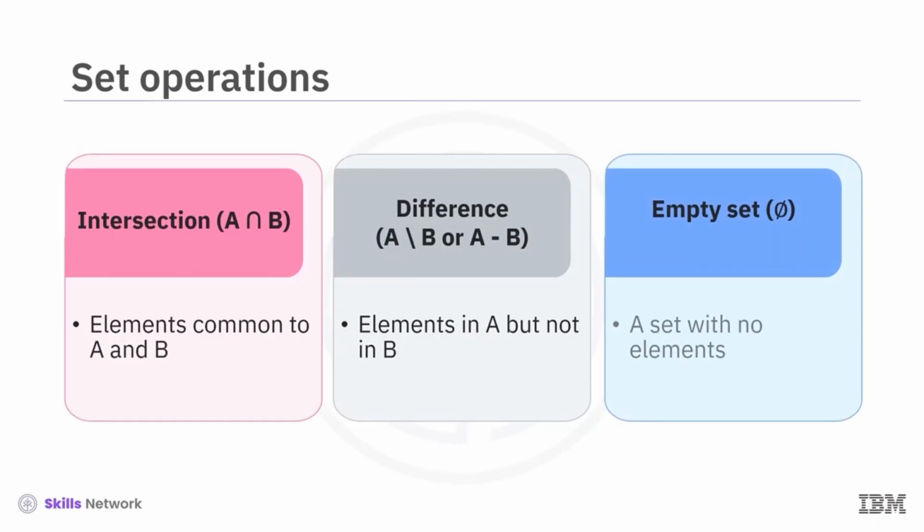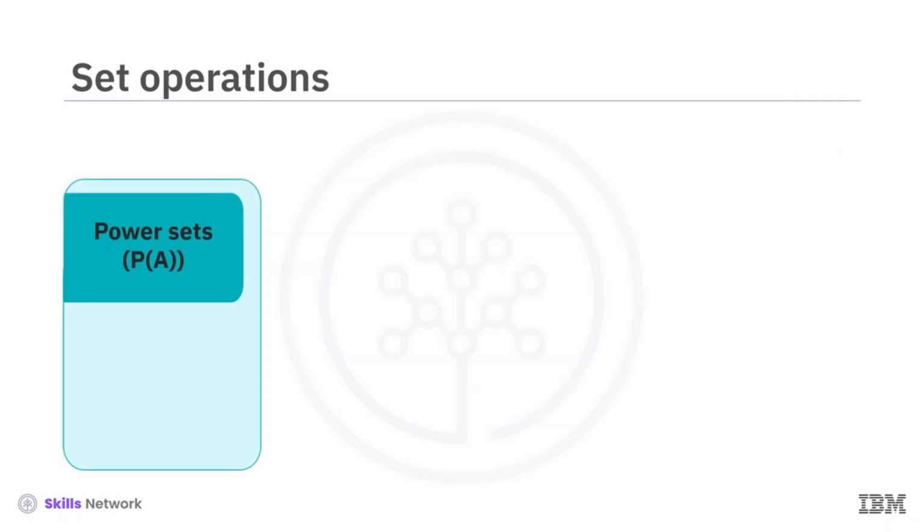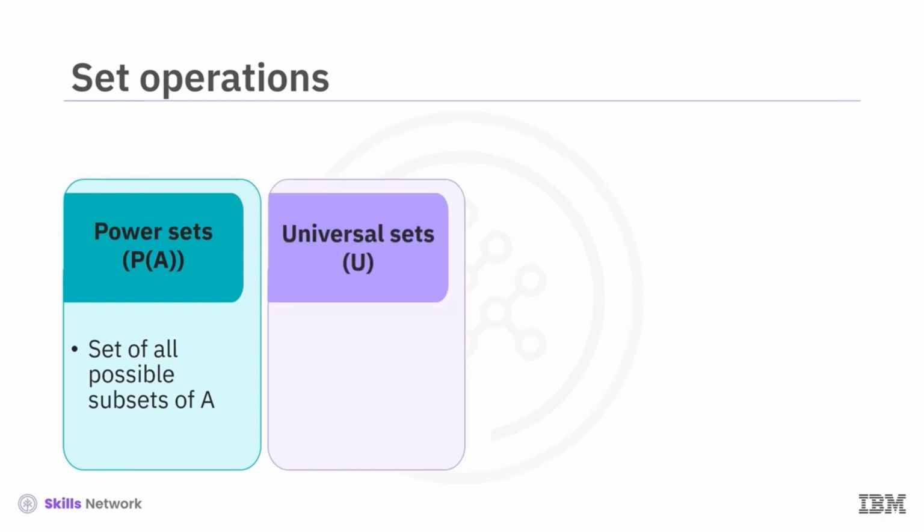Empty set. The empty set, denoted by curly brackets or the null sign, is a unique set having no elements and is a subset of every set. Additional set concepts include power set. The power set of A is the set of all possible subsets of A, including the empty set and A itself, denoted by P(A). Universal set. The universal set, typically denoted by U, is the set that contains all objects under consideration, and all other sets are subsets of it.